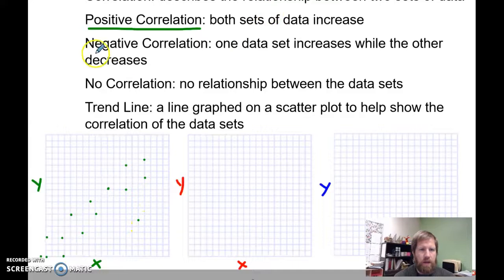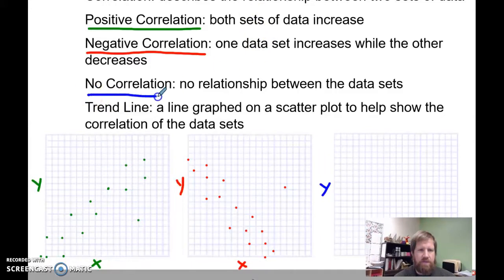A negative correlation is the opposite. That is where you have one set increase while the other decreases. So while I have a large y, when I increase x, y actually decreases. And again, we have our general negative slope. We could have an outlier, but generally our slope is negative.